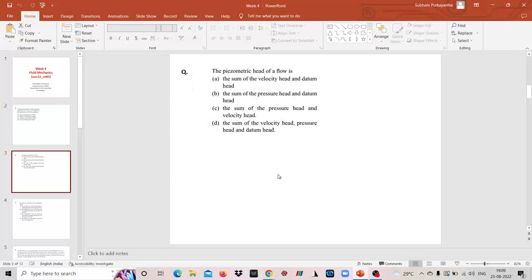Let's move to the next problem. The piezometric head of a flow is: option A, the sum of the velocity head and datum head; option B, the sum of the pressure head and datum head; option C, the sum of the pressure head and the velocity head; and option D, the sum of the velocity head, pressure head and datum head. Which one will be the correct option? It's a very simple problem.